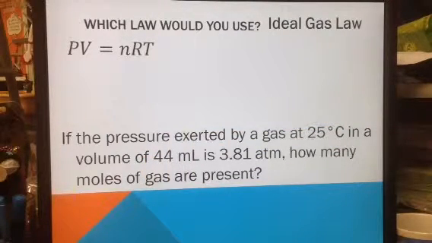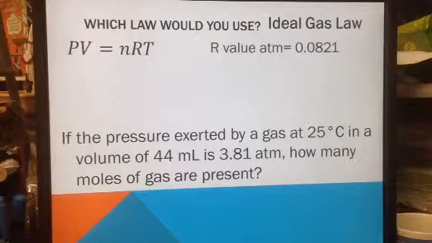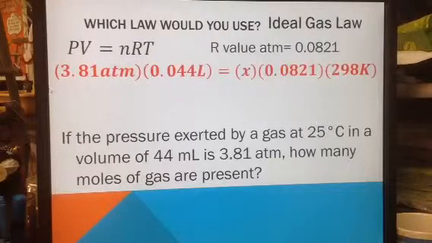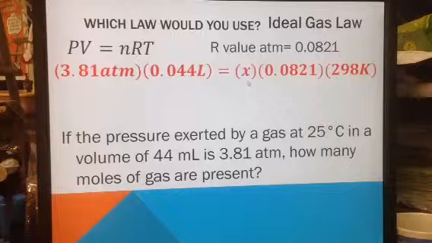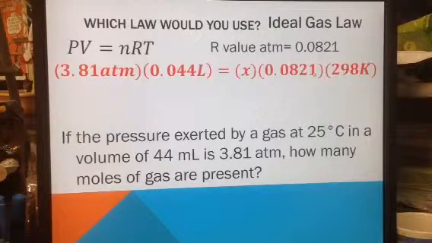I can use atmospheres, and so now I can set my problem up: PV equals nRT. The R value that's necessary for atmospheres is 0.0821. So this is my pressure in atmospheres, P. This is my volume in liters, V. This is my unknown, n. This is my R value constant, and this is my temperature in Kelvin.